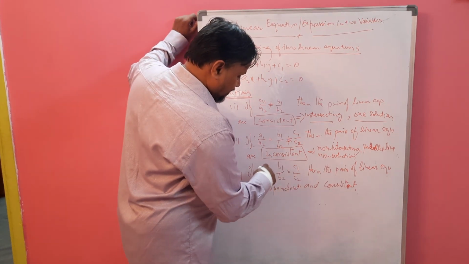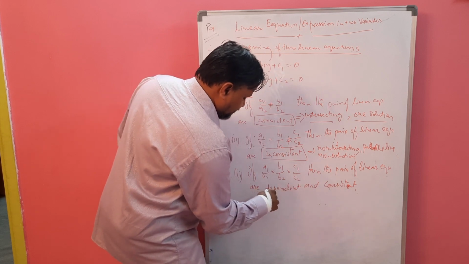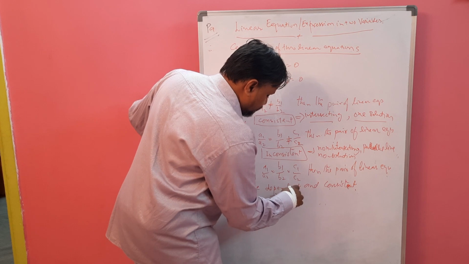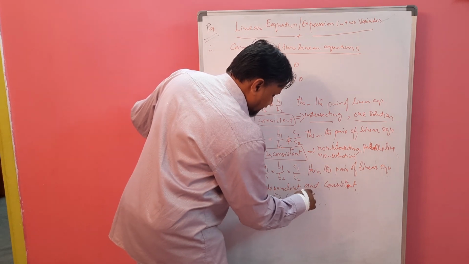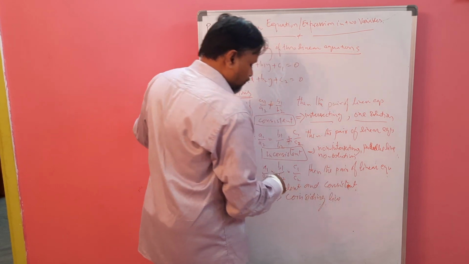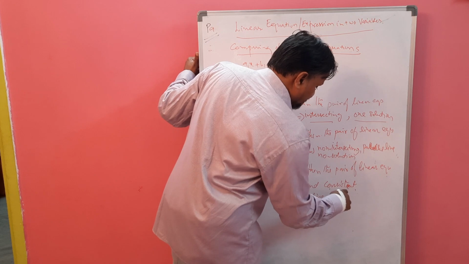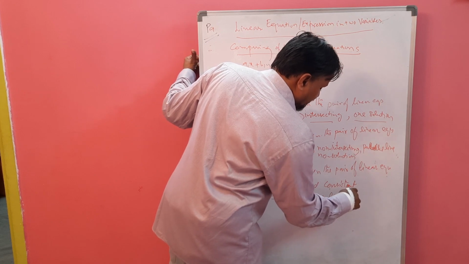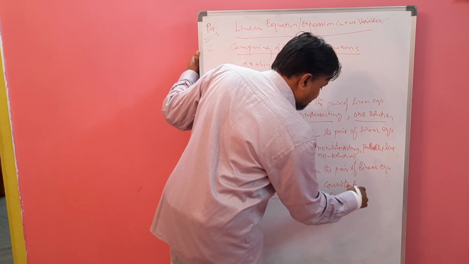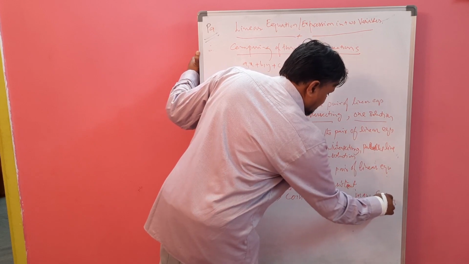In the last case, they are called dependent, and these lines are called coinciding lines. That means one line falls on the other one, so that's why it is a coinciding line. It has a solution, but many solutions. It has many solutions, so remember this.